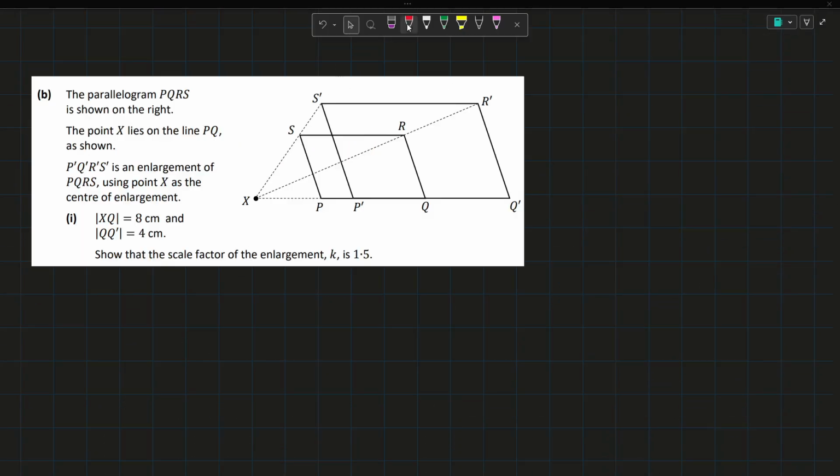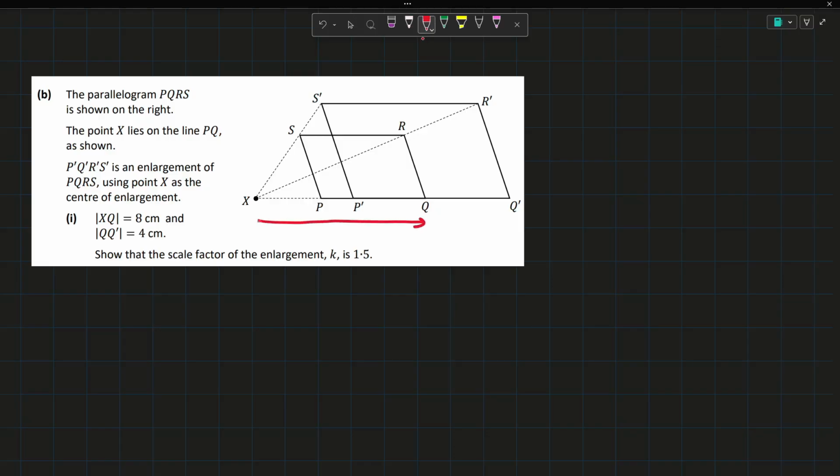So then in part B, we're given an enlargement, and we're told to find the scale factor of the enlargement. Of course, the way that you usually do this is you take one side length of the enlargement, and then you divide it by a side length of the original. But here we're given distances from the center of enlargement, and it turns out that if you take the distance from the center of enlargement, which here is x, to Q prime and divide it by the distance from x to Q, that's also the scale factor, which is a fact that you can prove.